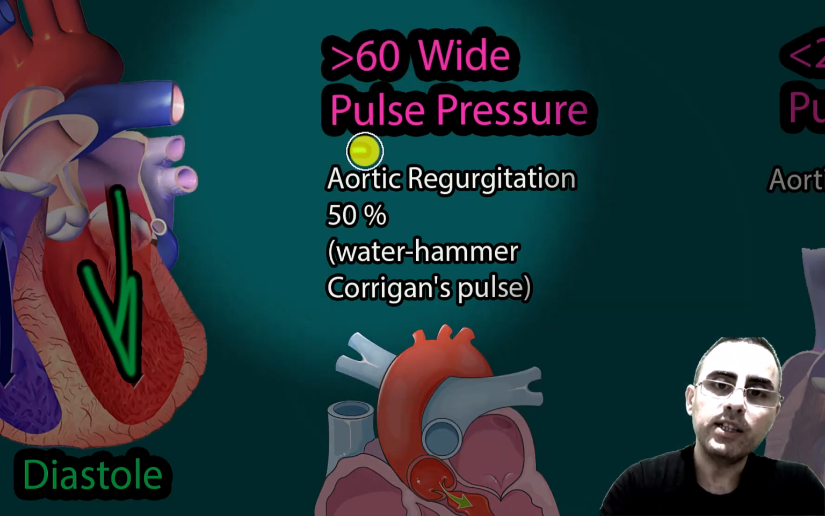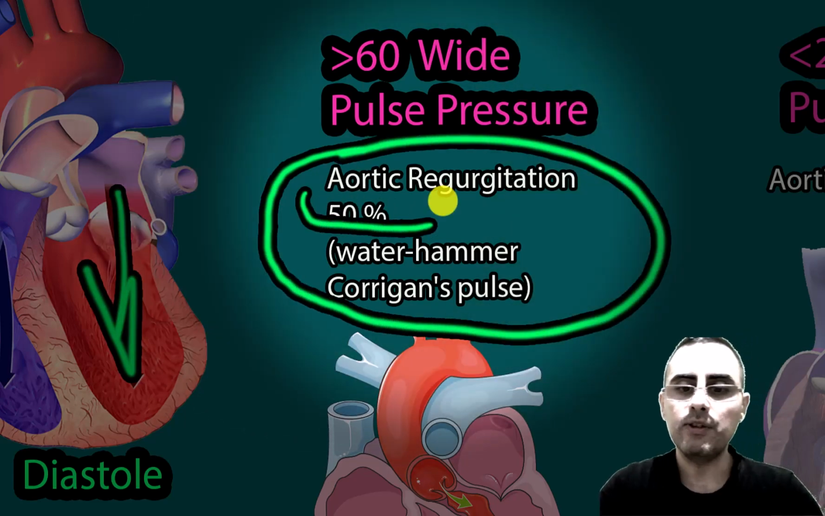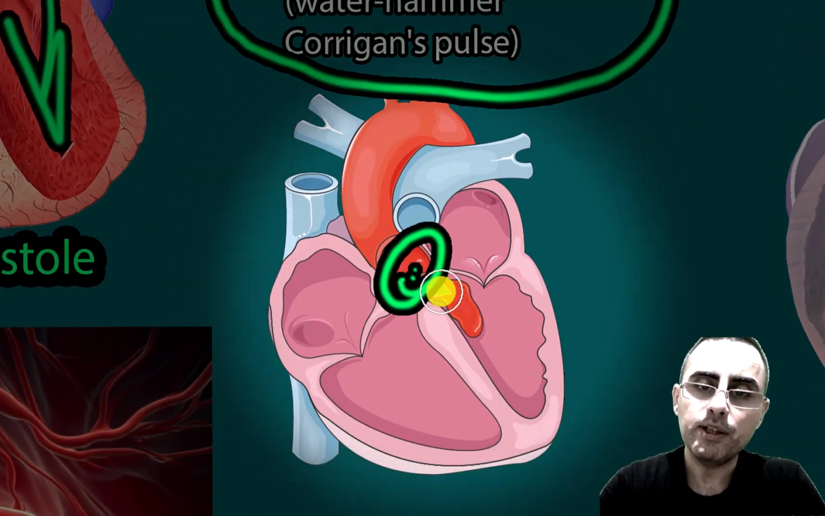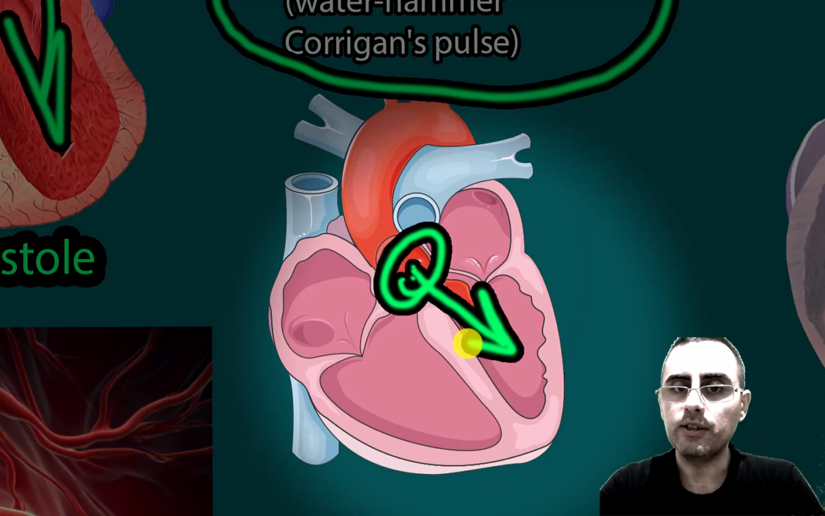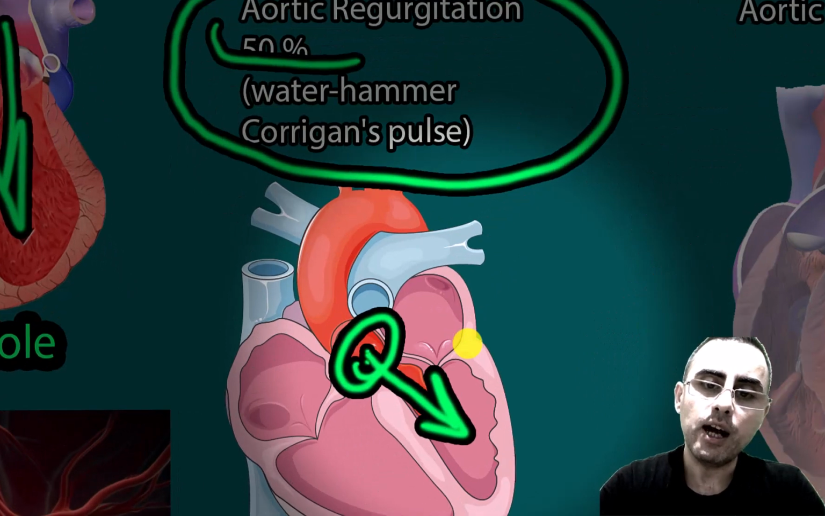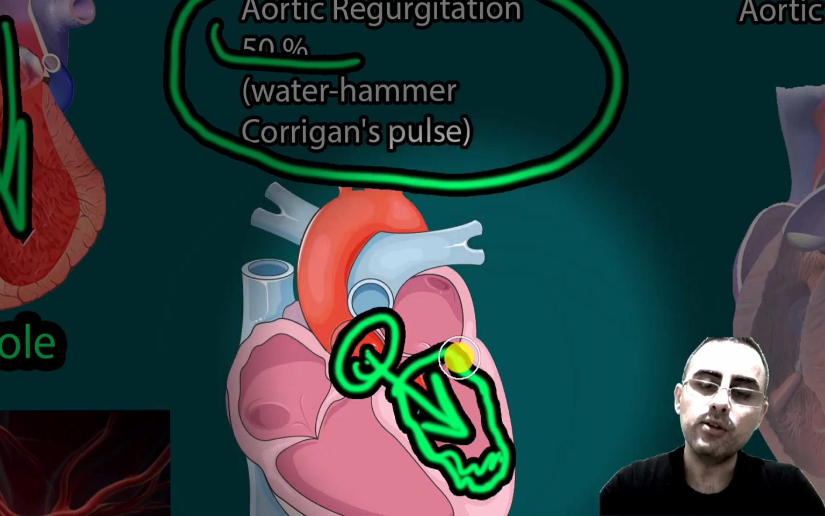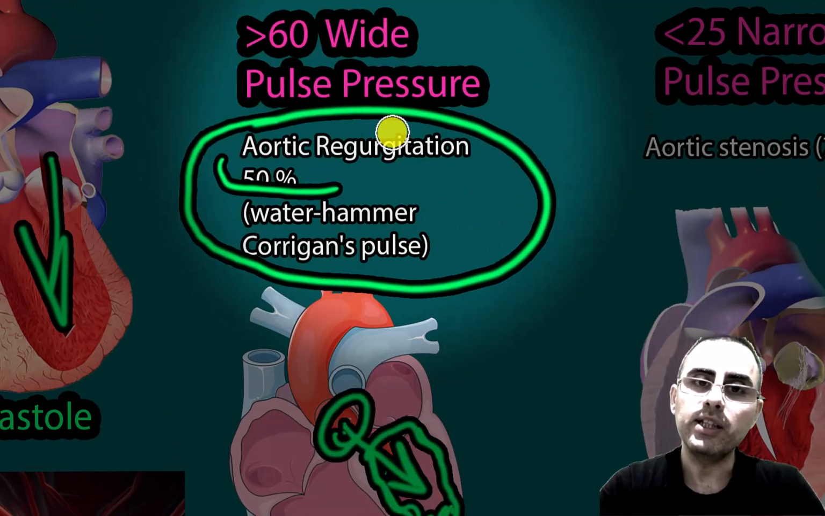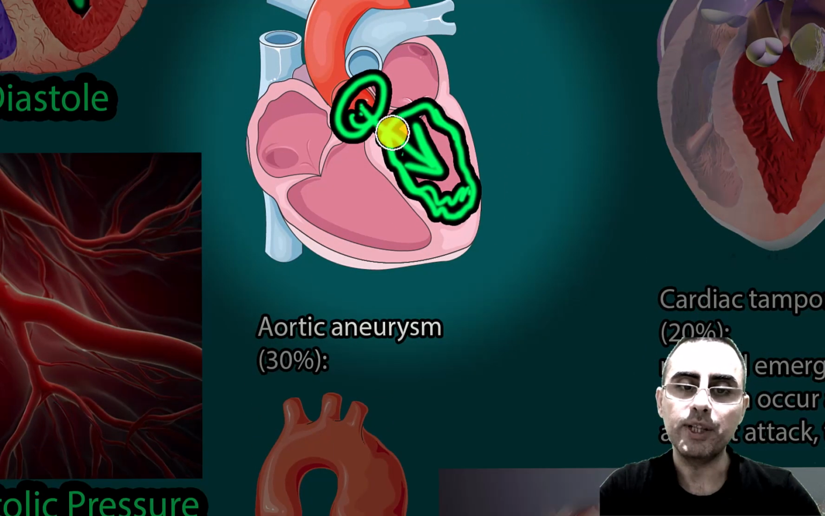The most common cause of wide pulse pressure is aortic regurgitation. It occurs in 50% of cases. Aortic regurgitation is when the aortic valve is not closed properly and blood flows backward into the left ventricle. So it creates high pressure on the heart because the heart is filling with blood, and systole is stronger. That's why we have wide pulse pressure, because systole is higher and diastole is weaker.